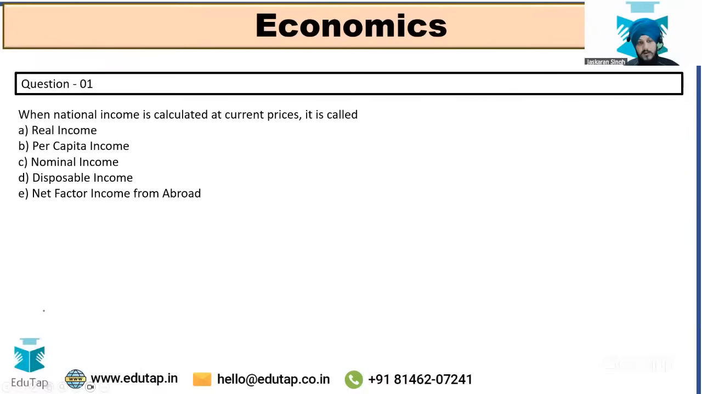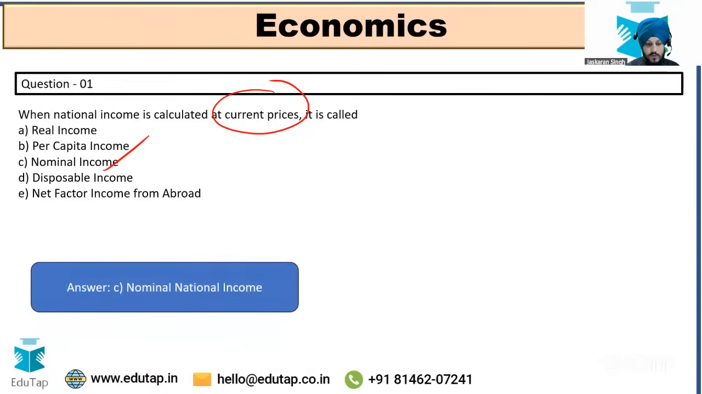Question number 1 is: when national income is calculated at current prices, it is called what? We know that when the national income is calculated at current prices, it is going to be nominal income. So C is going to be the answer to this question. I would say this question was very easy and very straightforward.